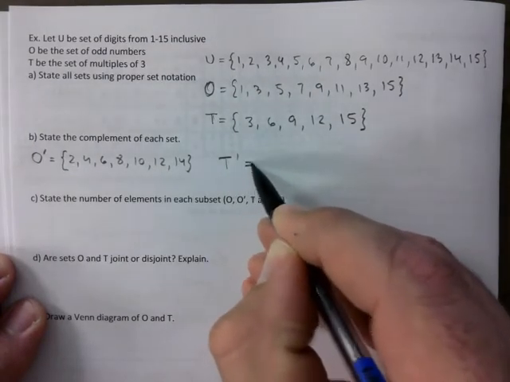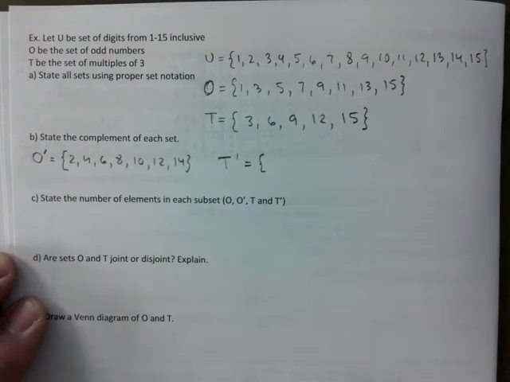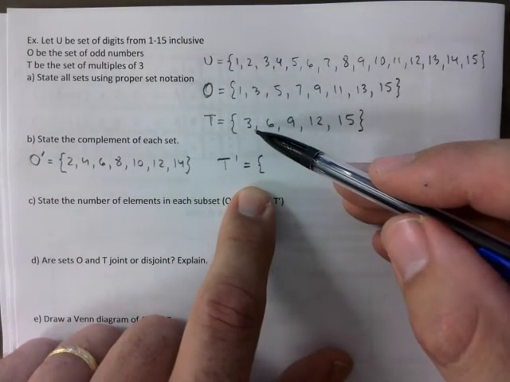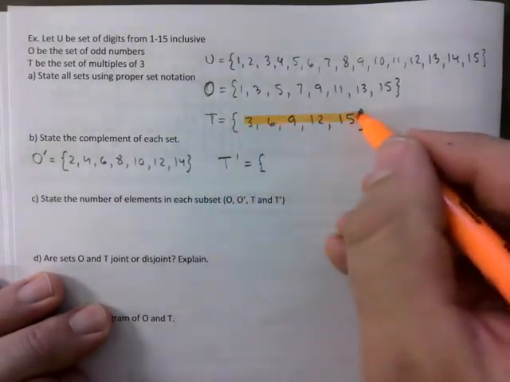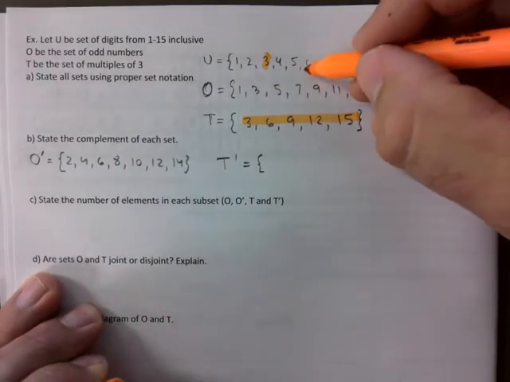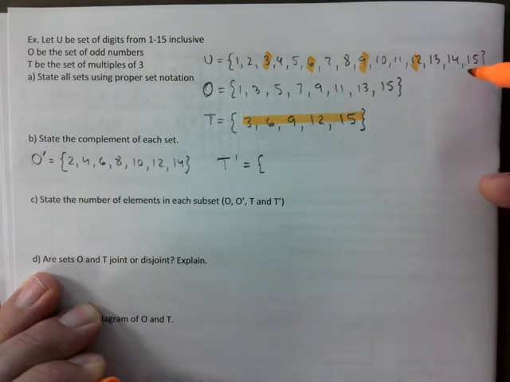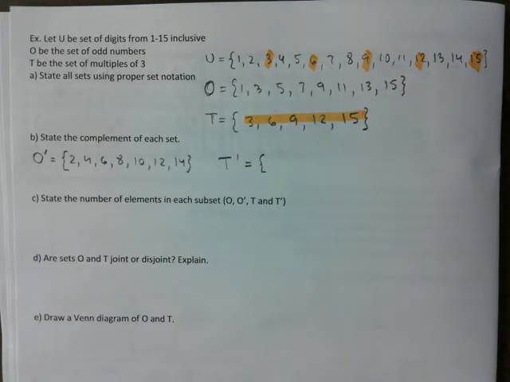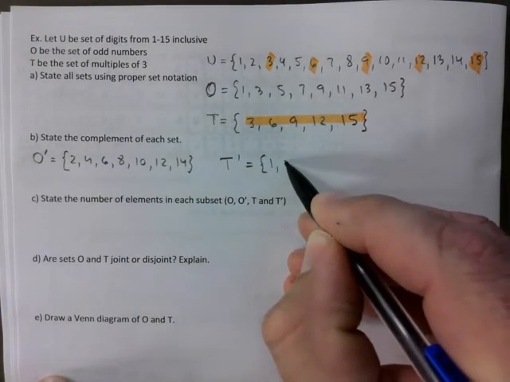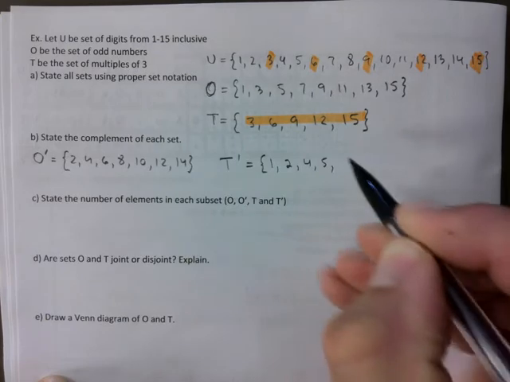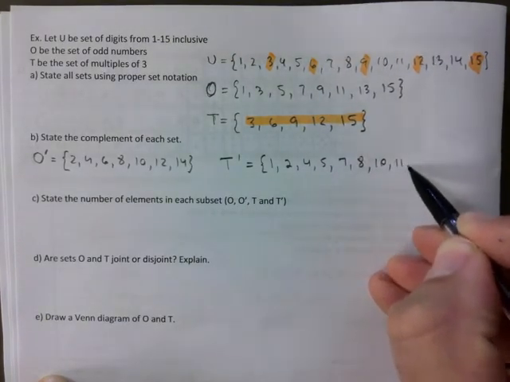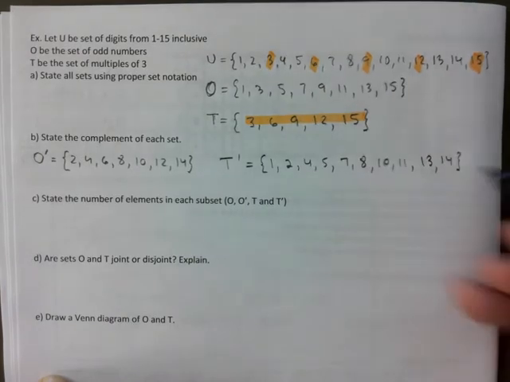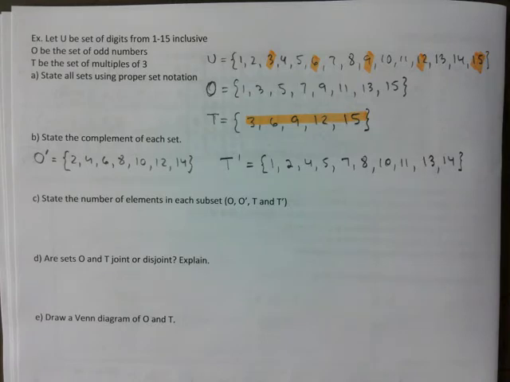T naught, all elements that are not in T. So here you have to be a little bit careful. Watch what I'm going to do. I'm going to just do one of these, and then I'm just going to highlight them in my universal. 3, 6, 9, 12, 15. So now I've identified in the universal all the ones that are in T. So whatever is left is not T, correct? 1, 2, 4, 5, 7, 8, 10, 11, 13, 14. I hope you're writing this down. Okay. So that is not T. They're not asking for the number of elements. They're actually saying state the set. Okay, so that's what you're supposed to do.